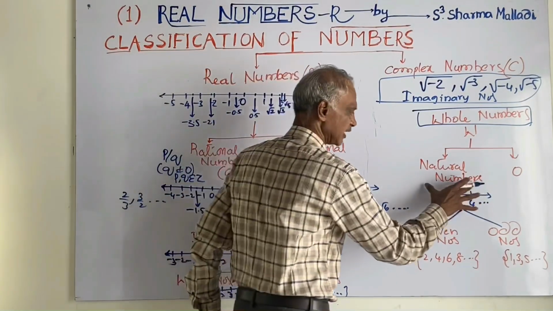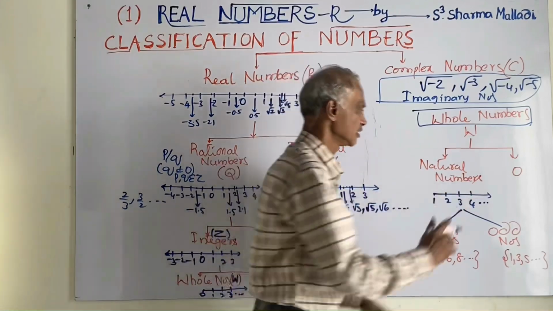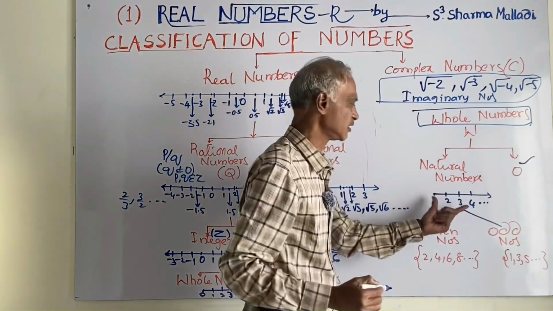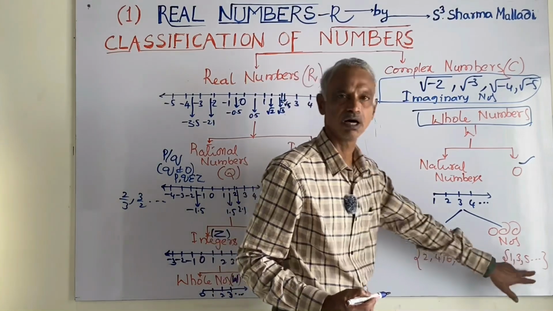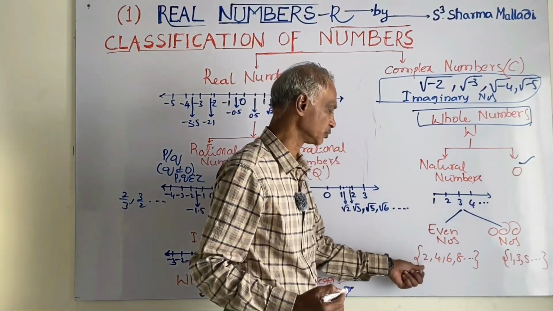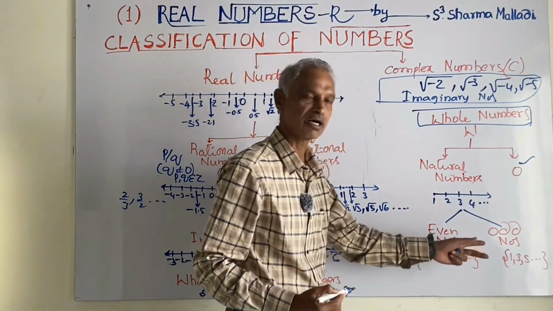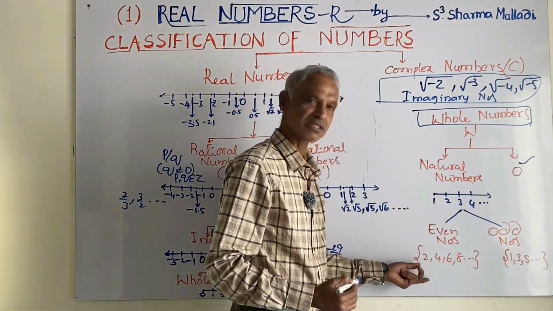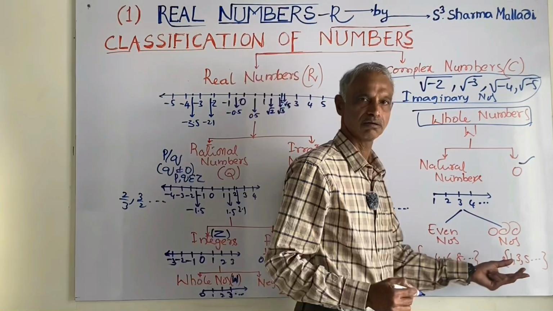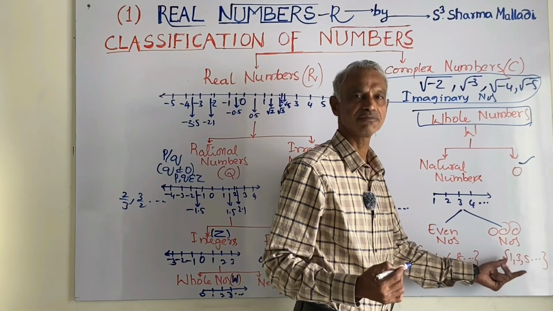They are represented on a number line, with 0 and natural numbers. Natural numbers are again divided into two: even numbers and odd numbers. Even numbers are 2, 4, 6, 8. Odd numbers are 1, 3, 5 like this. Even numbers are completely divisible by 2. Odd numbers are not divisible by 2.